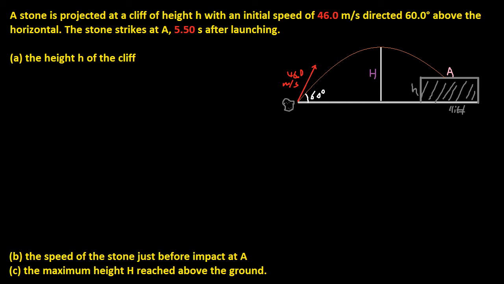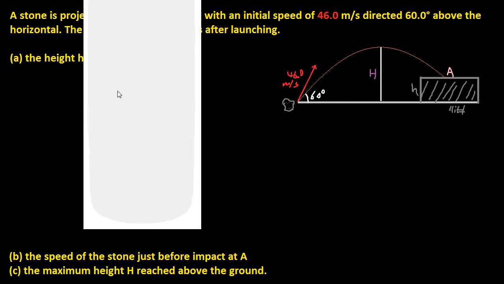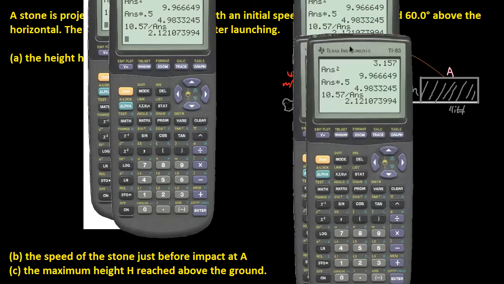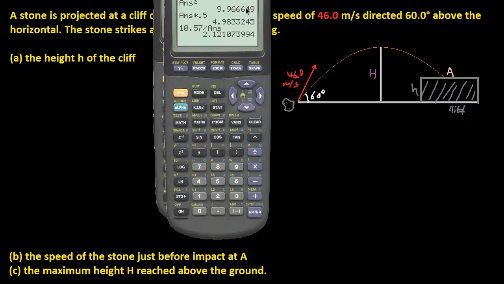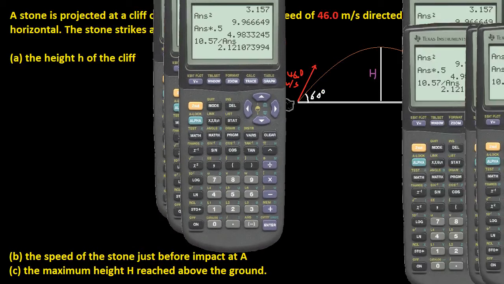Give me 1 second, please. Let me bring up my calculator. Let me get my virtual TI-83 calculator. We're going to need it. Give me just 1 second for it to pop up. There we go. Okay, here we go.